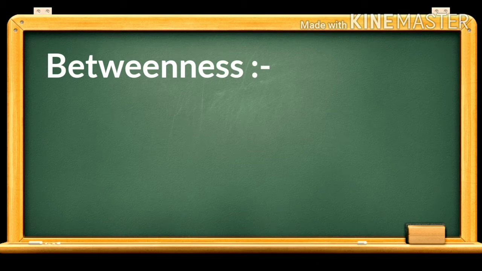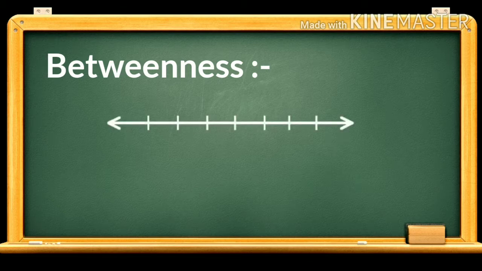Now, the next concept is betweenness. Betweenness means in between. We will understand this concept by taking an example. Here is one line and on that line there are 3 points P, Q, R. They all are distinct and collinear points. We see the position of the 3 points.